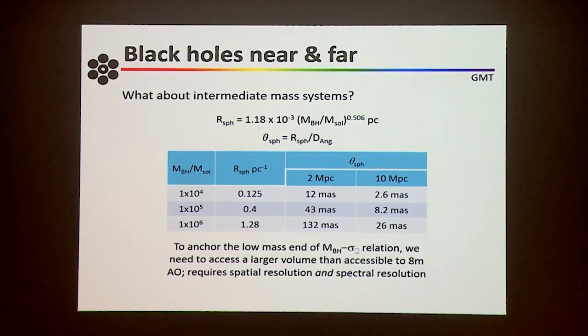So to look at the other end of the black hole mass velocity dispersion relation, we need to be able to access a bigger volume than currently can be reached with the 8-meter telescopes. That means we need both spatial resolution and spectral resolution, because now we've got, of course, much lower velocity dispersions in the objects around the black hole.